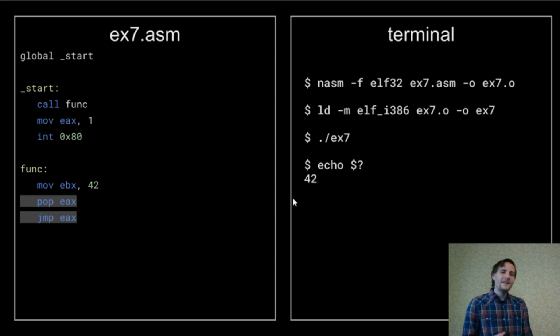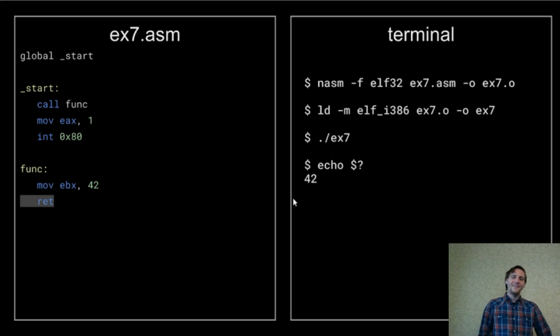But there's a way to simplify this. Instead of popping the return location into EAX and then jumping to it like we just did, there's an instruction named ret, R-E-T, that does exactly this. If you guessed that ret is short for return, then you guessed correctly. It will return from our function by popping the location off of the stack and then jumping there. Kind of like what we just did, except it's shorter and it doesn't involve messing with the EAX register.